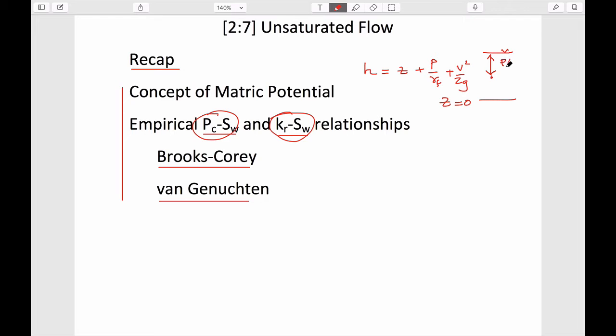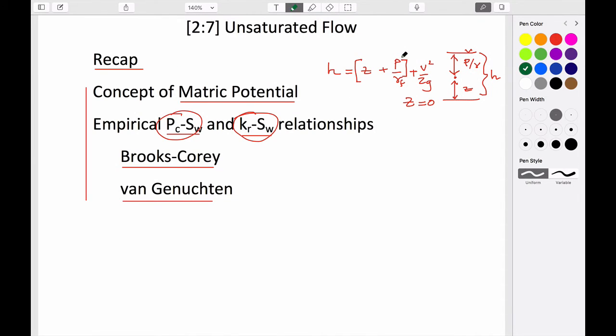And this is P over gamma. And this is Z. And that together, as far as we're concerned, these sum up to this most important part, and we throw away the other part. So when we talk about the term matric potential, it quite simply is just this term here.